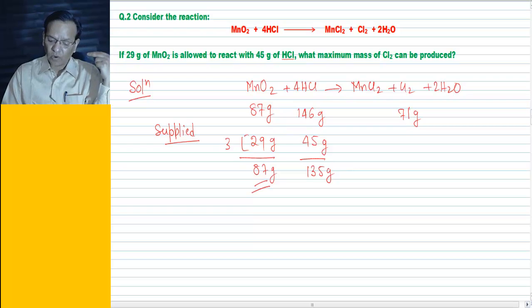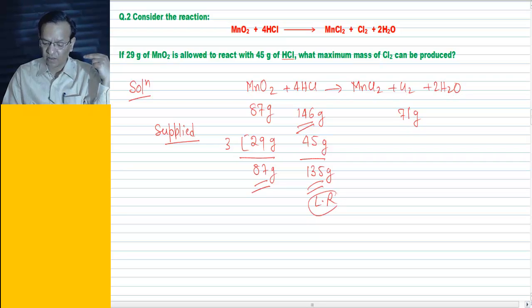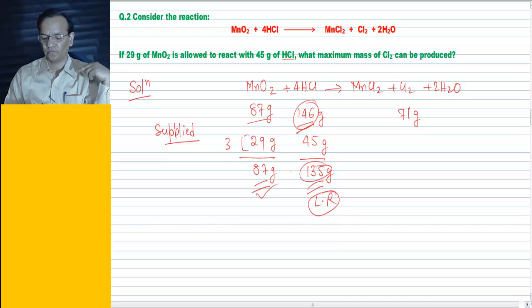So for 87 gram of manganese dioxide, now we have available 135 gram of HCl, but the requirement is 146. So limiting reactant is HCl. Requirement is 146 for 87, and for 87 the availability is only 135 gram. So it is the limiting reactant.